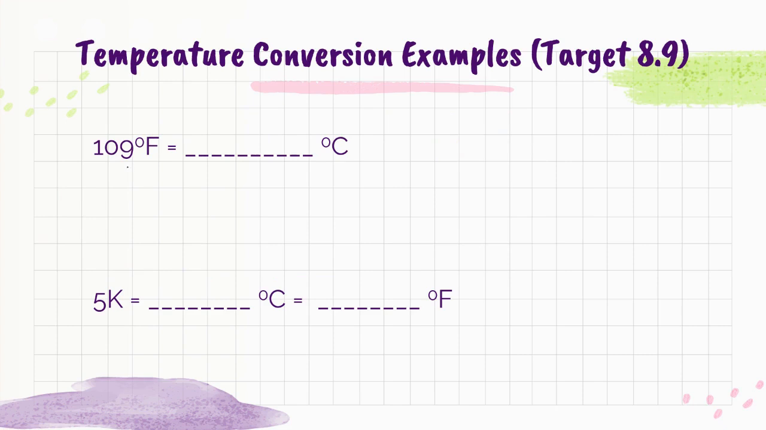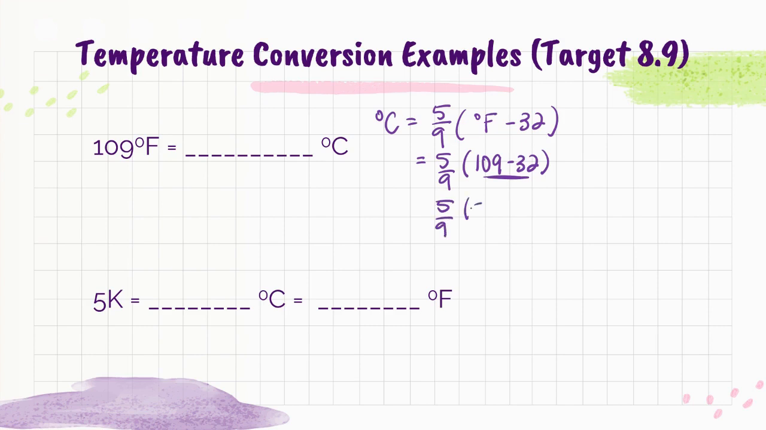Okay, the next one. Now these are the trickier ones. Make sure you pause and try this by yourself after you see me do one of them. We're looking for Celsius, so we're going to use degrees Celsius equals 5/9 times degrees Fahrenheit minus 32. Again, you have to follow the order of operations. So this would be 5/9 times 109 minus 32. Make sure you do this part first. 109 minus 32 is 77. So you're going to do 5/9 times 77, and you should end up with 42.8.